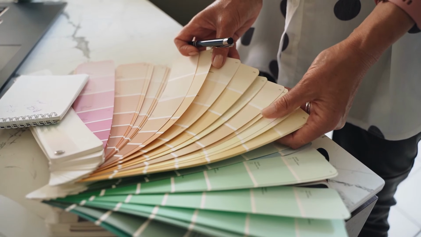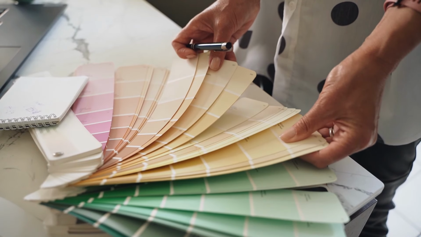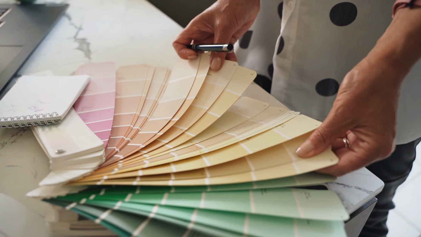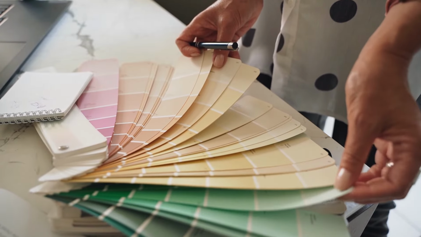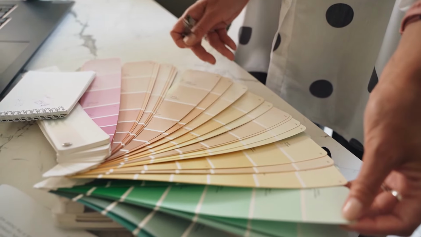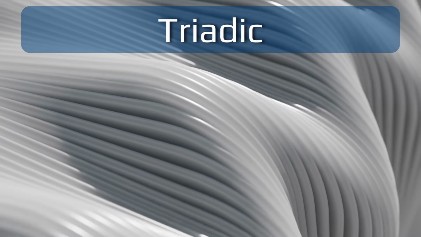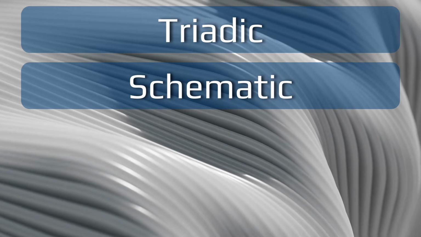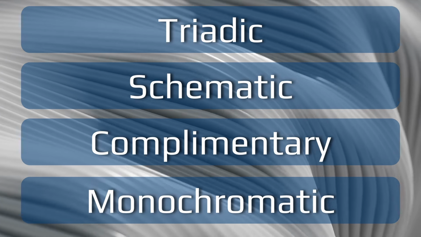When it comes to using colour theory for yourself, there are 4 different core principles that you need to keep in mind. Understanding them is paramount. Once you have, they will become very natural to use. The 4 principles are triadic, schematic, complementary and monochromatic.